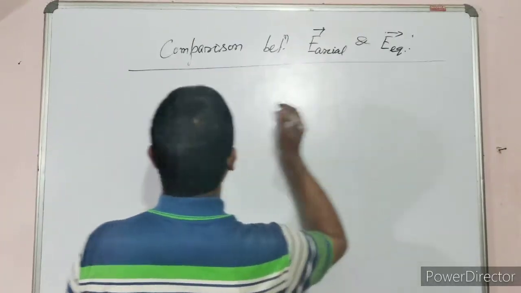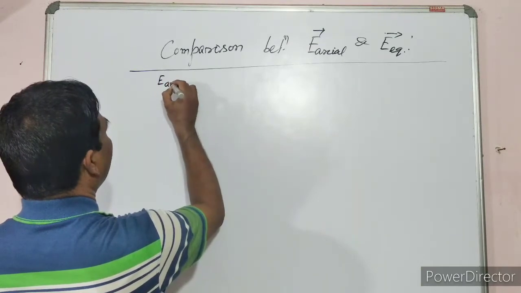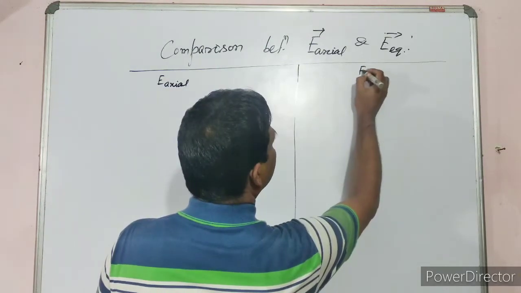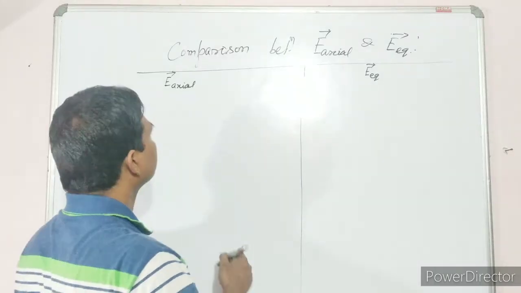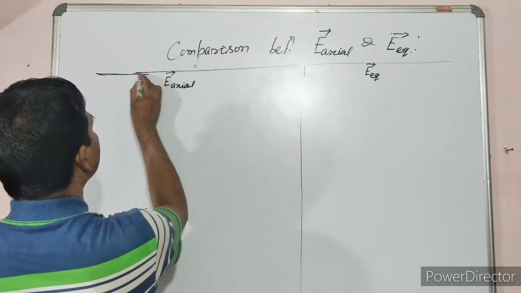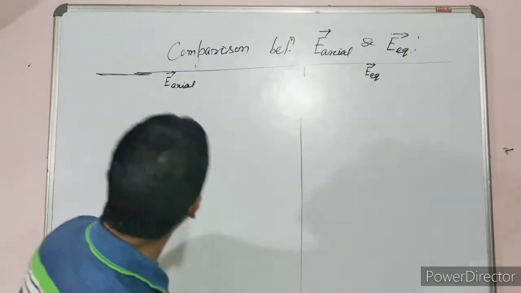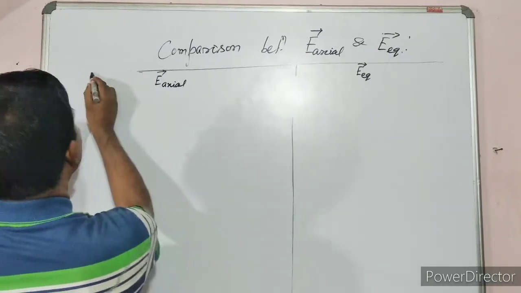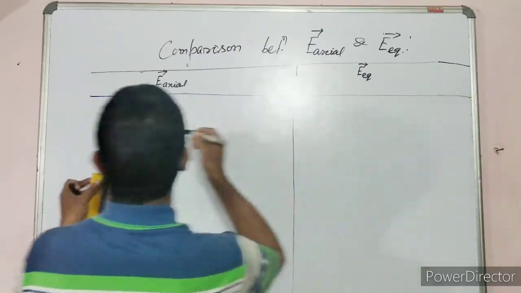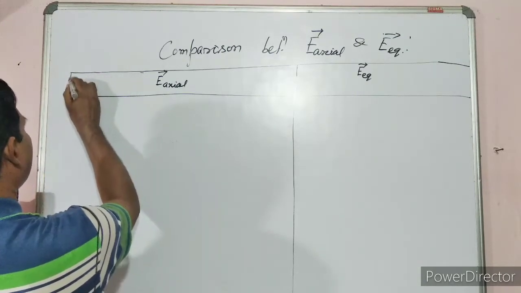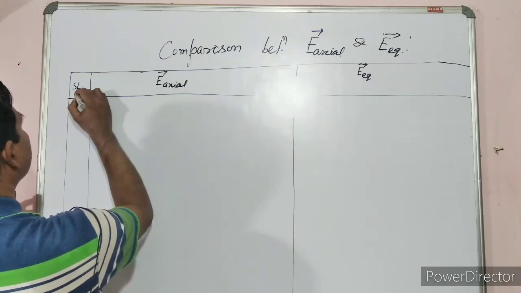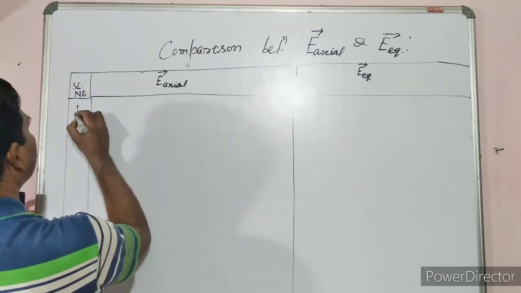Suppose this one is E axial, and I am drawing this one, E equatorial. For your better understanding, you draw this line. Now you give this one a serial number. Point 1, what will you write?